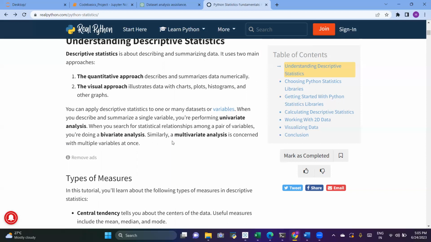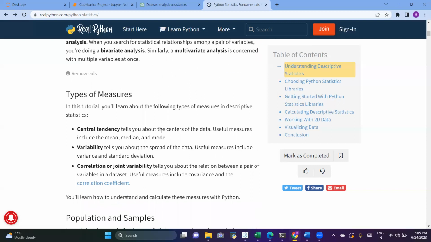Okay. Types of measures. What are the different types we have? Here we are going to cover central tendency, variability, and correlation, or joint variability. So what does central tendency tell us? It tells about the centers of the data. What are the different types of centers? Earlier I told you about mean, median, mode. These are the useful measures of central tendency. Variability tells you about the spread of the data, how far the data is spread.